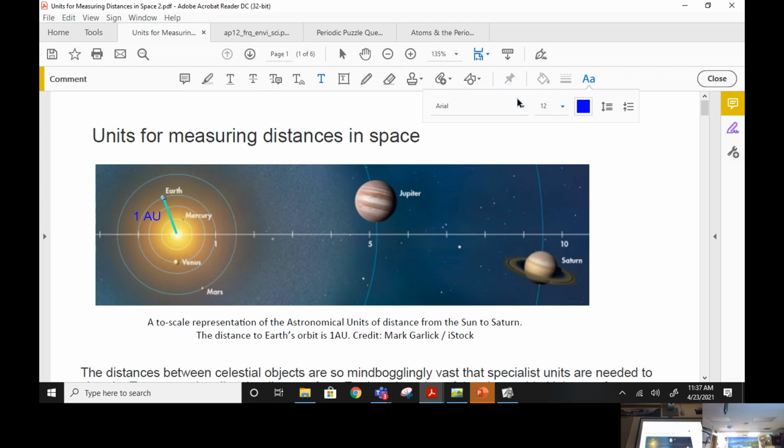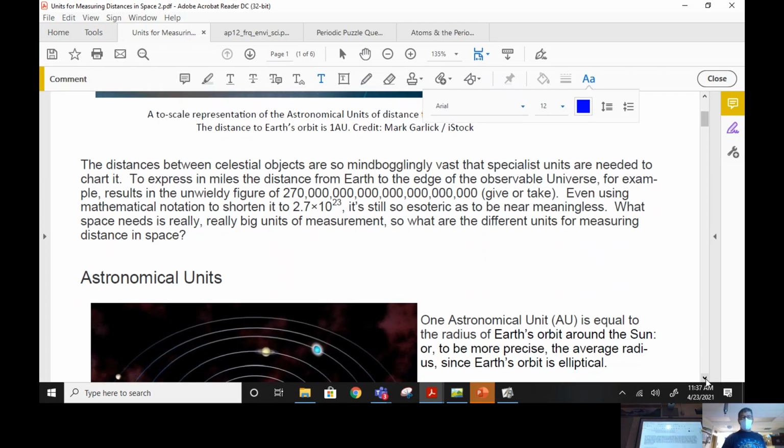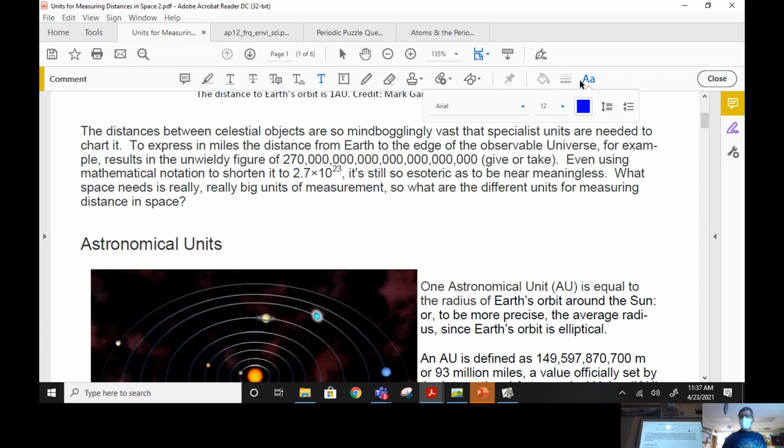So what we're going to do is there's a couple pages that I'm going to read out loud. While I'm reading, I would like you to highlight the important text as we go, and then we run into some questions at the end. Okay? So here we go. Highlight as I read.